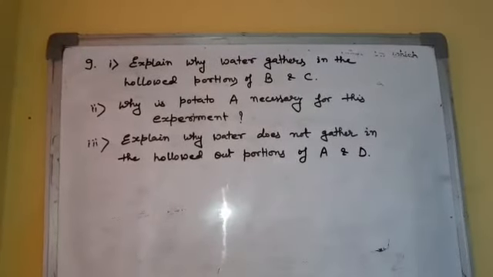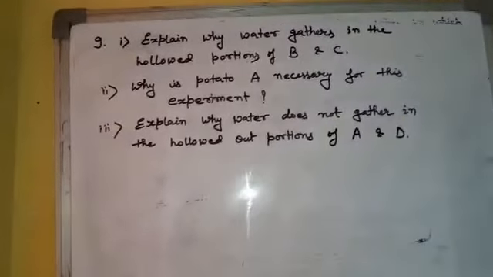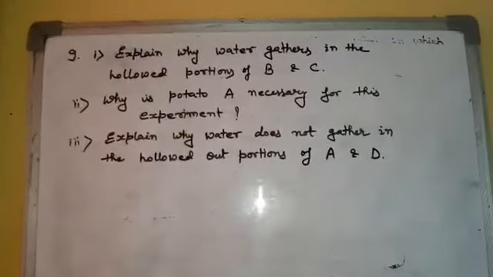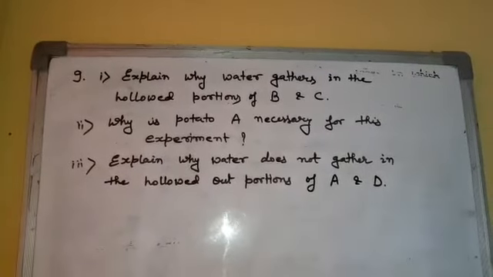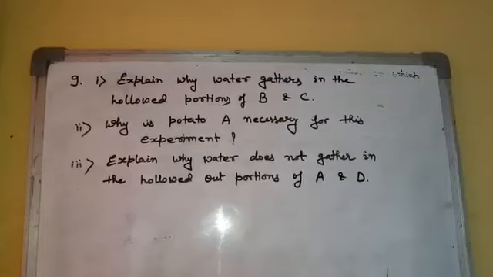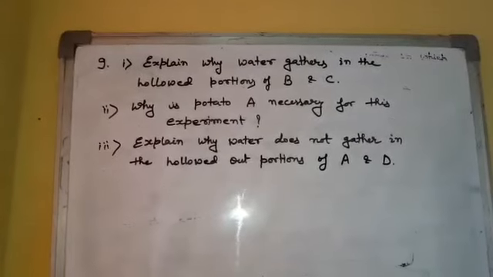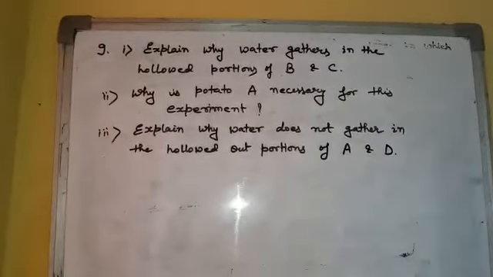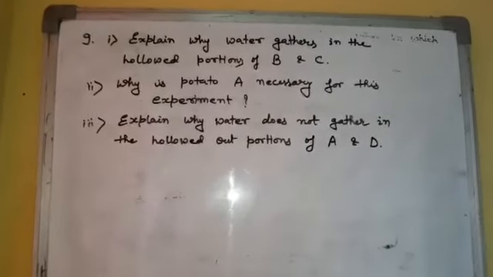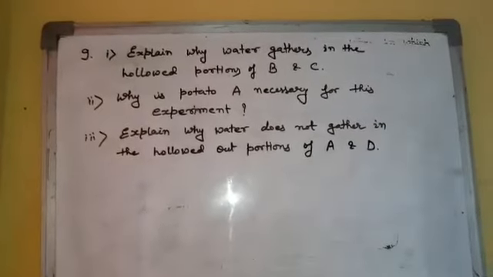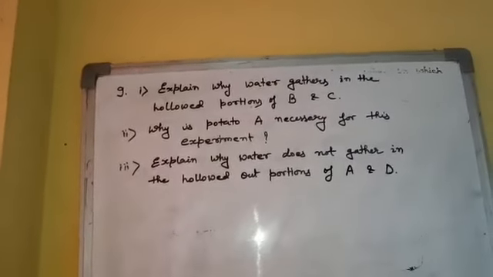In the second question, why is potato A necessary for this experiment? Potato A is empty. So, why is it important? It is necessary as it is a controlling mechanism. It is for knowing that only the amount of water is not sufficient for movement. There must be concentration. Since potato A is empty, there is no water inside it and water does not enter inside the cup.